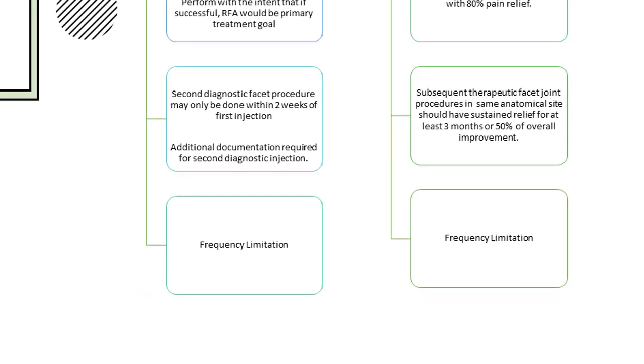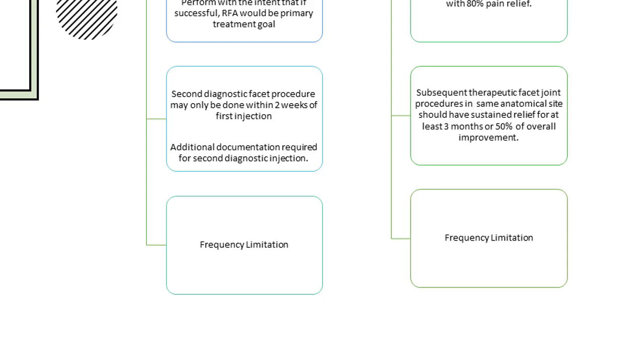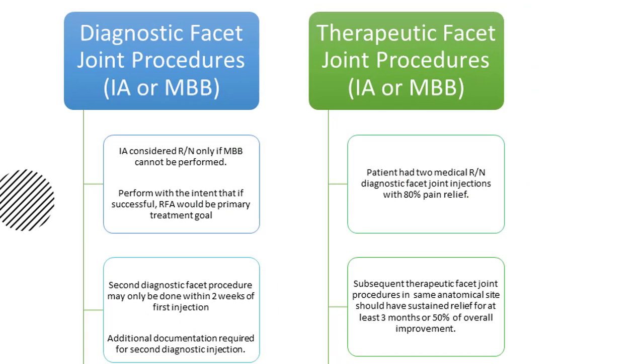For each 12-month period, no more than 4 diagnostic injection sessions will be reimbursed. This is in recognition that the source of pain may not always be identified with the first 2 injections. The goal of the diagnostic injections should be to progress to therapeutic injection when diagnostic criteria is met. For therapeutic injections, document that the patient has completed 2 diagnostic injections with 80% or greater pain relief. Submit documentation that the patient is not a candidate for radiofrequency ablation if proceeding with therapeutic injections.